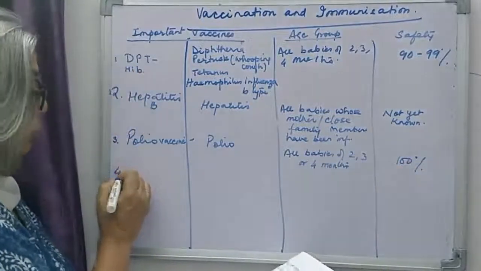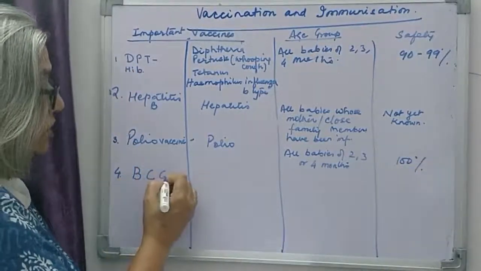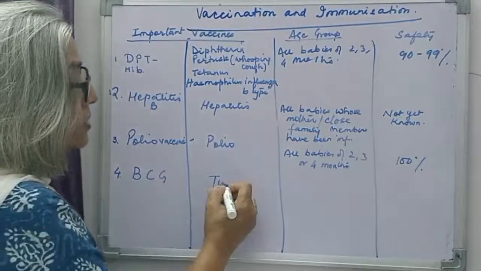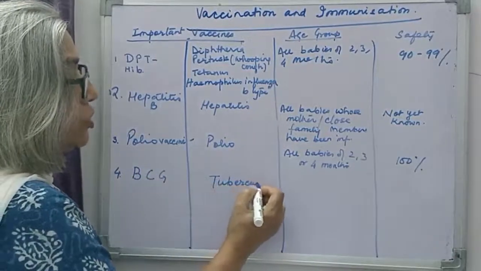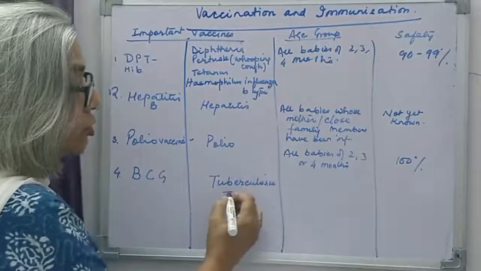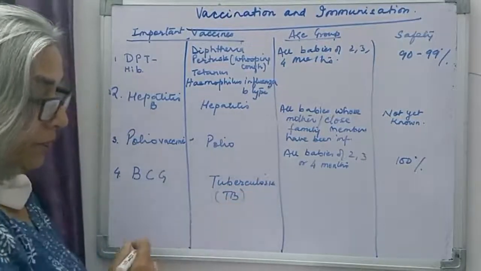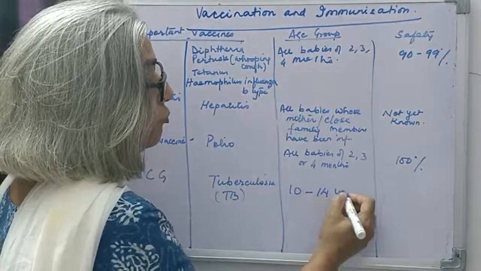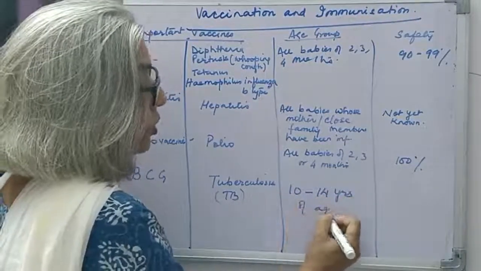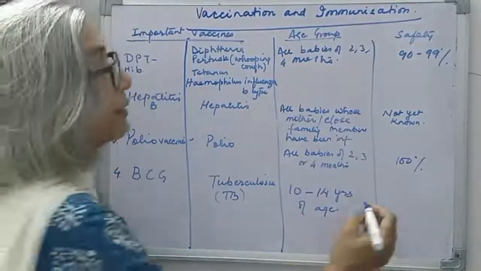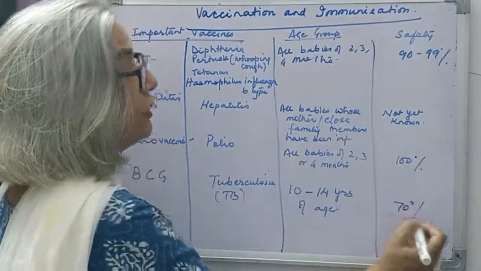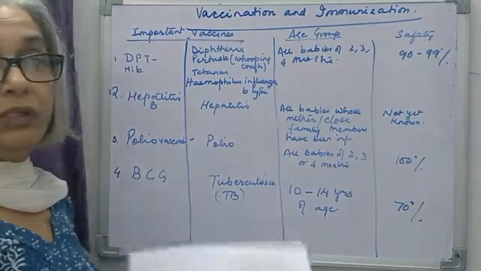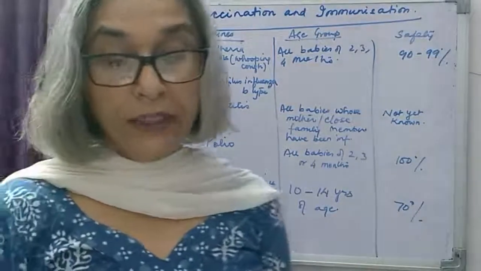Then the fourth vaccine is BCG, Bacillus of Calmette and Guerin. It is against the disease tuberculosis. In short, we call it TB. And this is given to children between 10 to 14 years of age, and the safety of this vaccine is about 70%. So this is a table that talks about important vaccines.